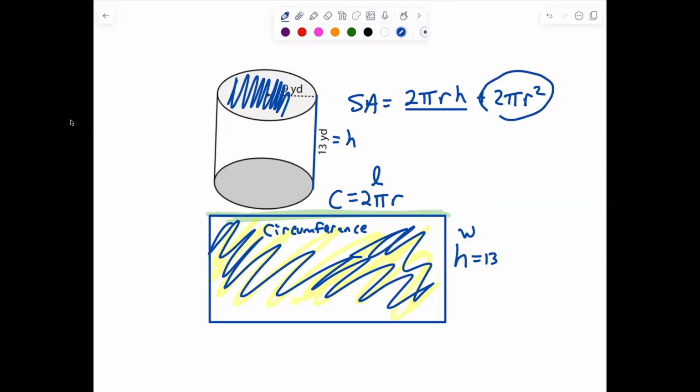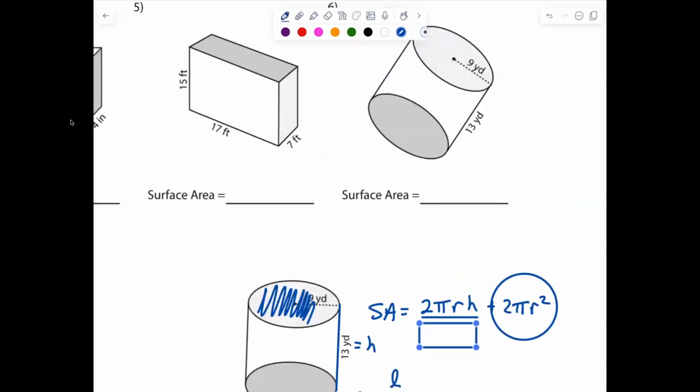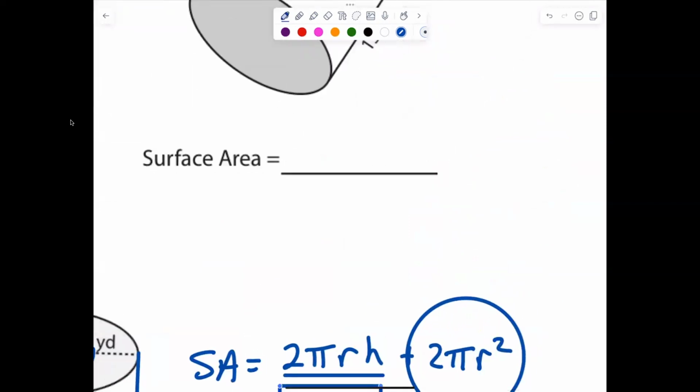This is the 2 circles, the area of the 2 circles. Everybody agree? And this is the area of the side, or the wall of the cylinder. And that's 2 pi r because that's the circumference times the height. So everybody go back to surface area formula right here. And I'd like everyone to write down 2 pi r h plus 2 pi r squared. That's the formula for surface area of a cylinder. Is everybody with me on that?